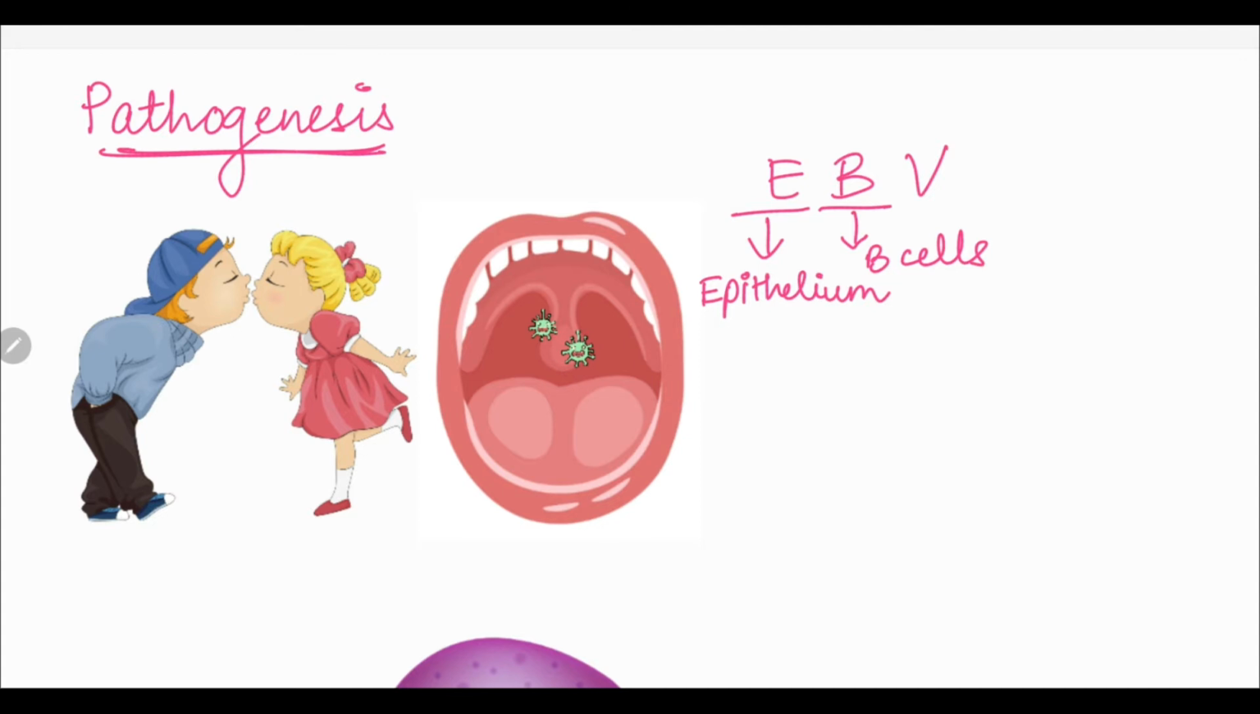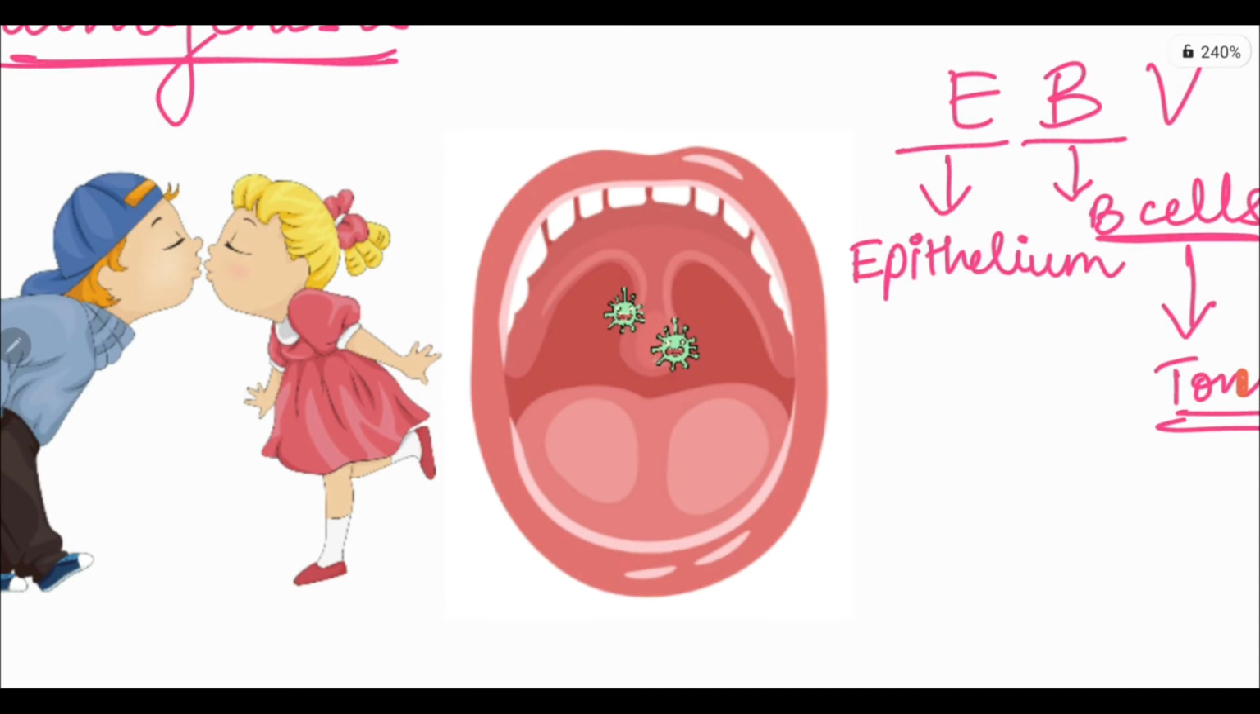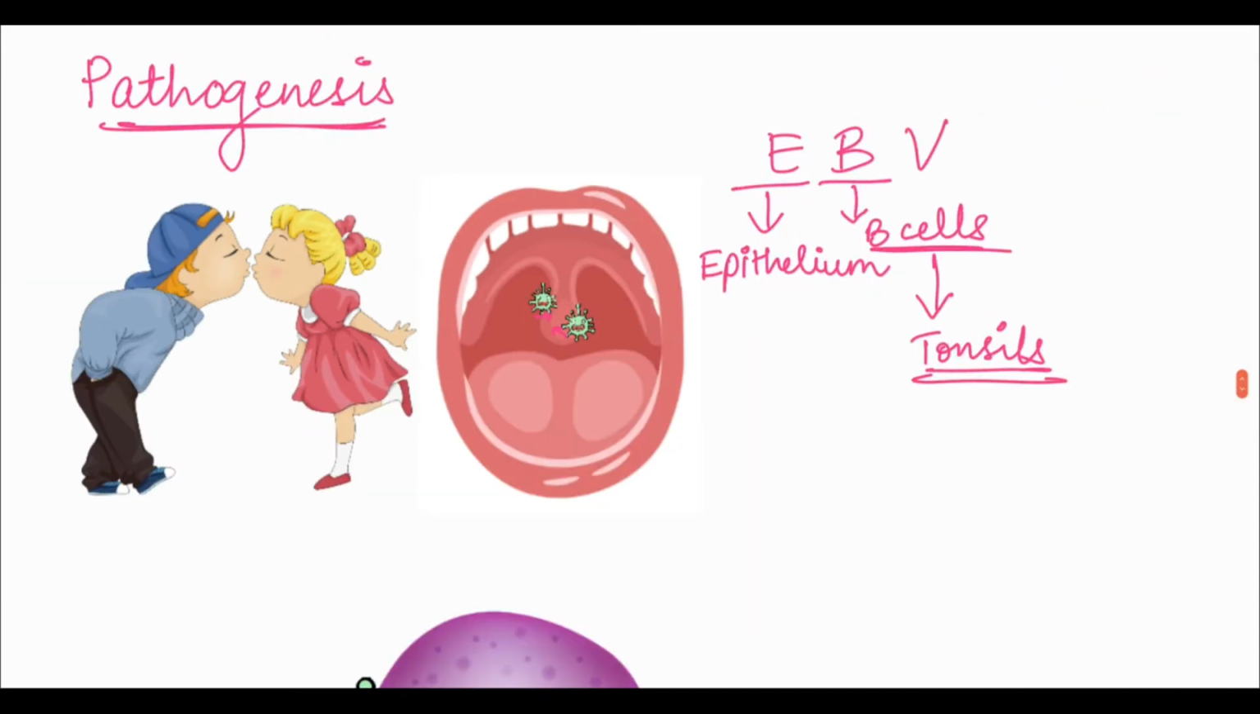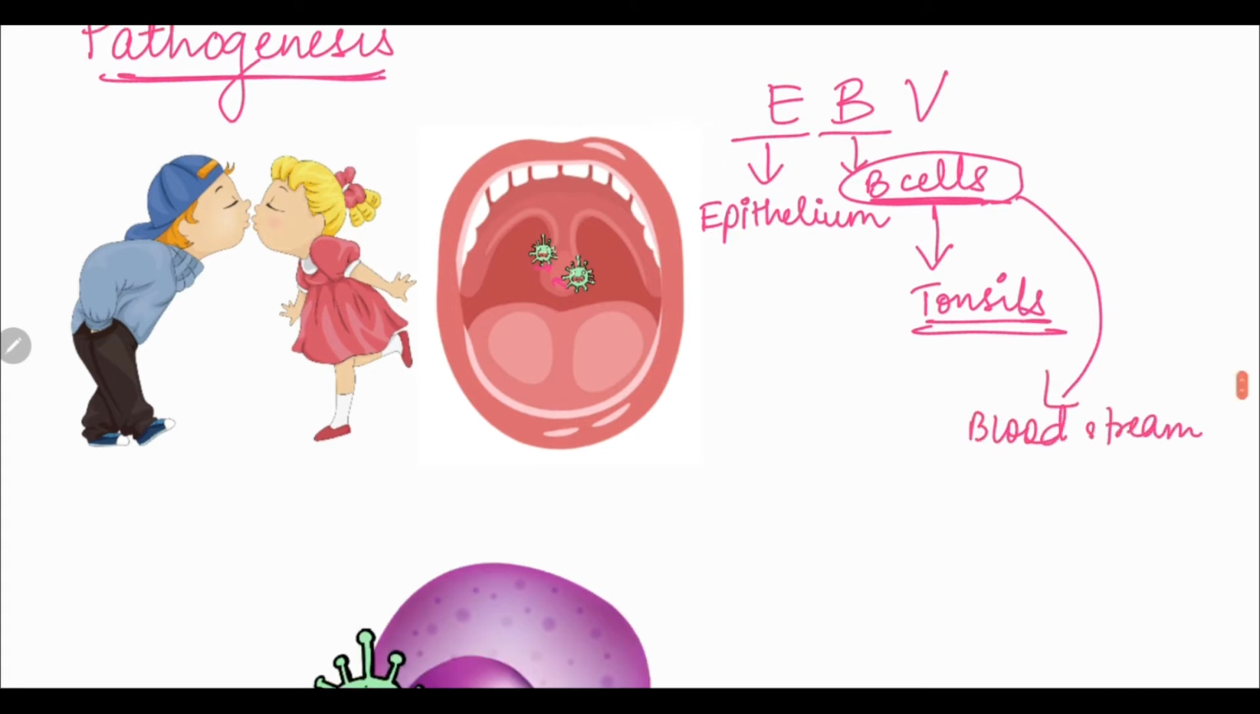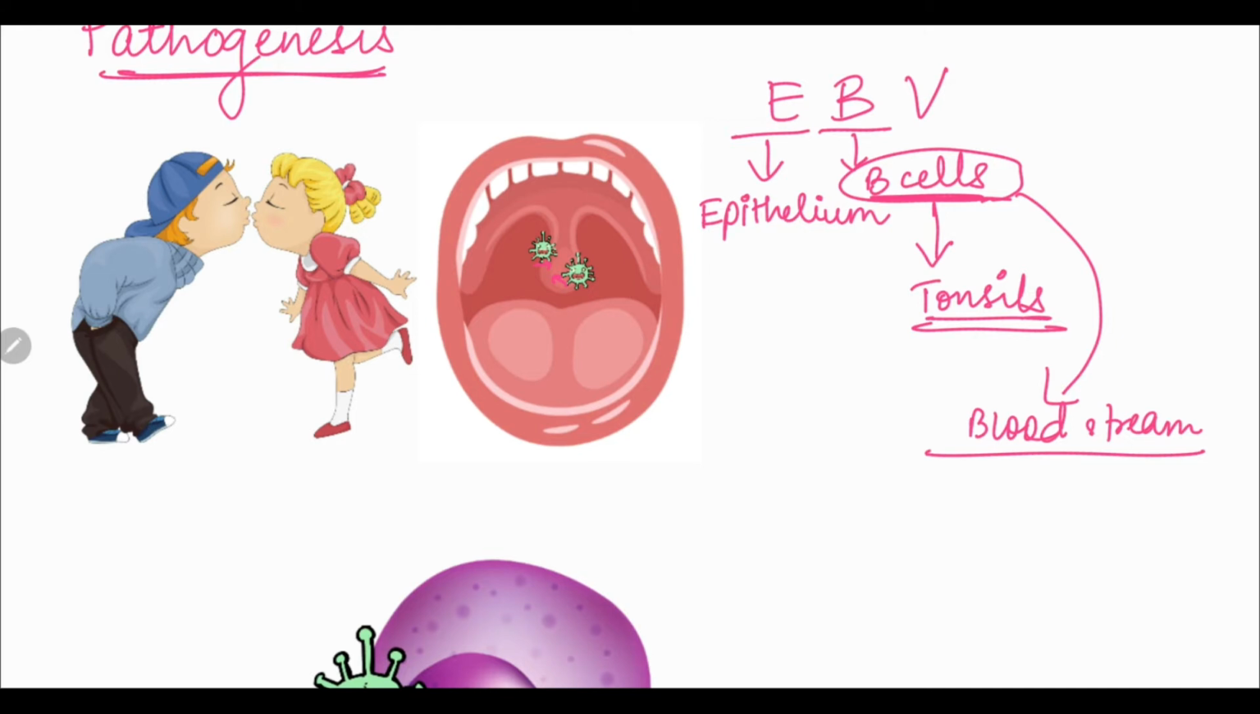So it nicely goes and attacks the epithelium and the B cells. Where are your B cells located? They are mainly located in the tonsils. So the Epstein-Barr virus goes and attacks your tonsils. After this, these B cells become infected and they can later transmit via the bloodstream. After they enter the bloodstream, they go to the other lymphoid tissues and cause infection in the other lymphoid tissues. So this is very important to note.